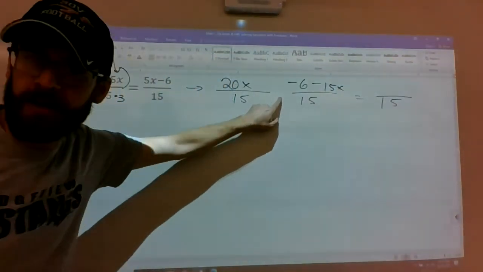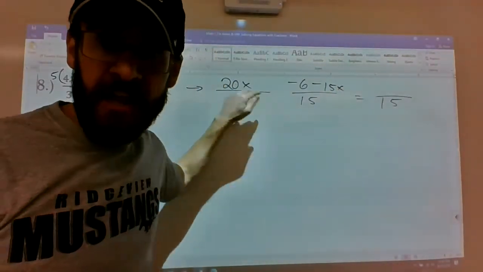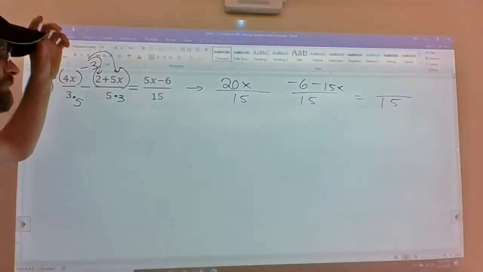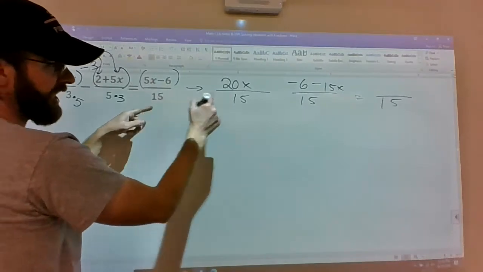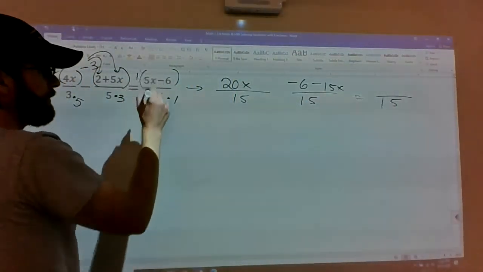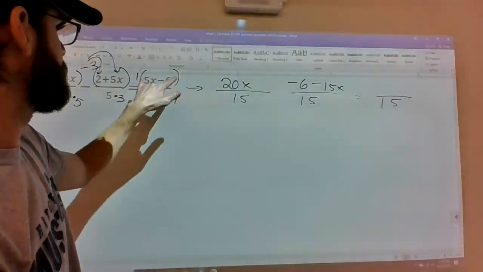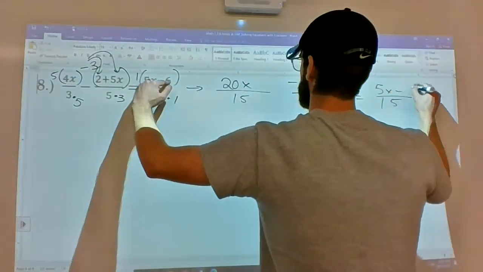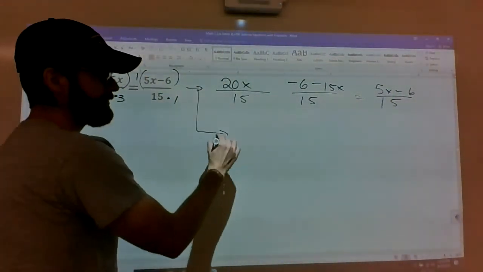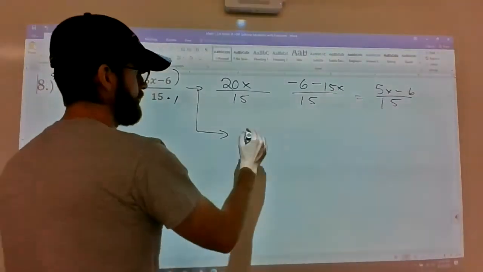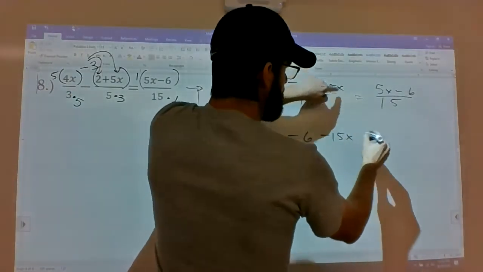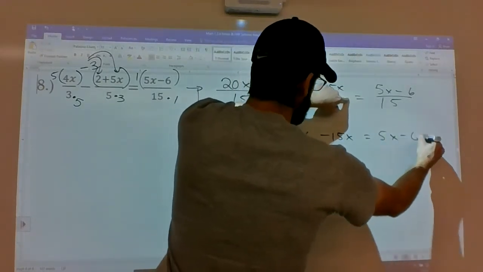Notice I'm not even putting an operation between the fractions, because what's on top is going to end up being the thing that guides us. Lastly, nothing changed for the 15, so I don't have to multiply by anything. I guess I could say times by 1, but it doesn't change anything. All right. I have found common denominators. I shall ditch them now. 20x minus 6 minus 15x equals 5x minus 6.